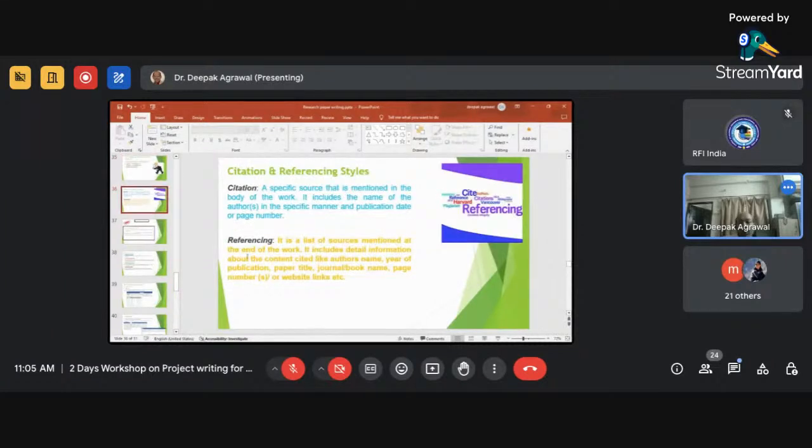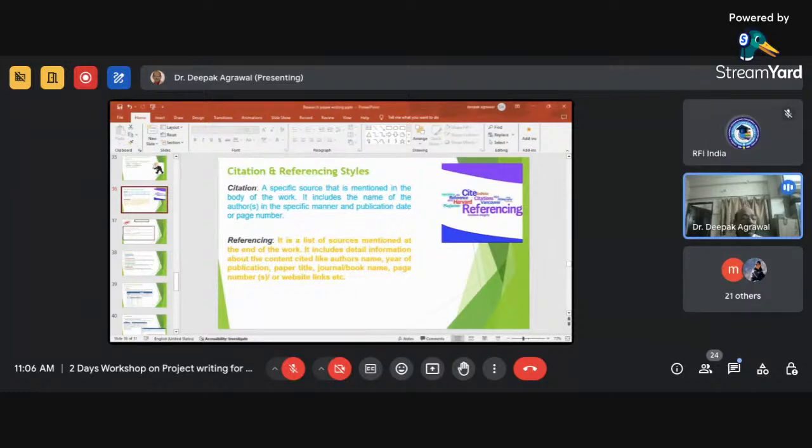Next part, only a brief about it, that is the citation and referencing. Citation is the in-text source within the whole of your work. You are providing information about the author. That comes in the form of citation, and the detailed information about that author comes in the form of referencing. Referencing comes after the conclusion, and citation falls inside the work.